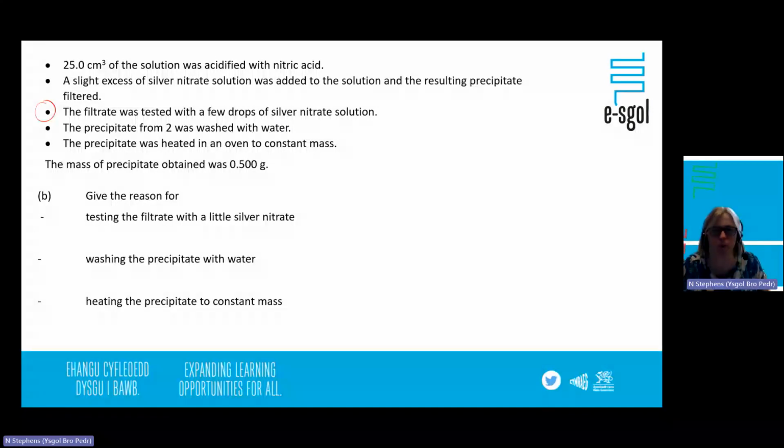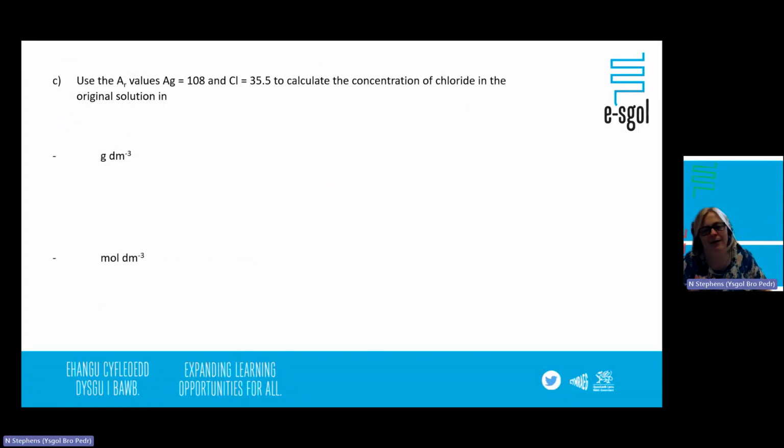It's not damp anymore. Okay. And then we lead on to the maths. Use the AR values for silver and chlorine as specified there to calculate the concentration of chloride in the original solution. If you remember, they specified that the mass of the precipitate obtained was 0.5 grams. And they simply then went on to say, what is the concentration, therefore, in the original solution in grams per decimeter cubed?